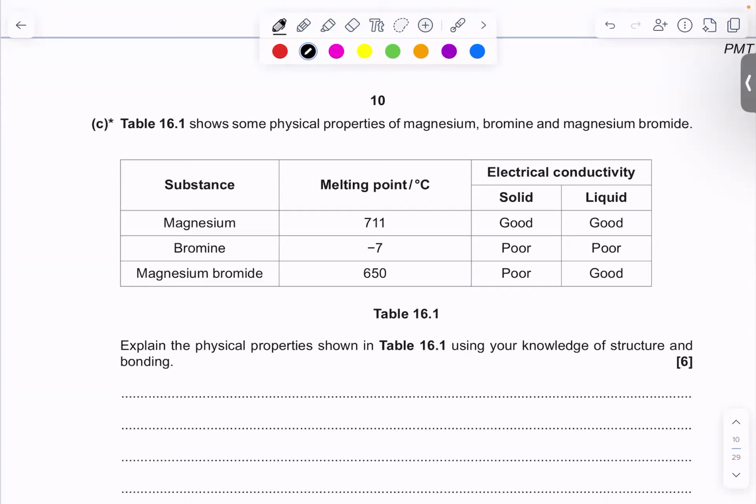Mr. Lim, what structure is magnesium? Magnesium has a giant metallic lattice. Is it giant metallic lattice bonding? Yes.